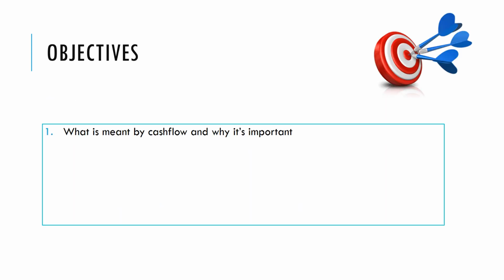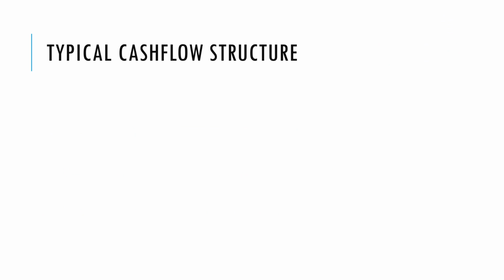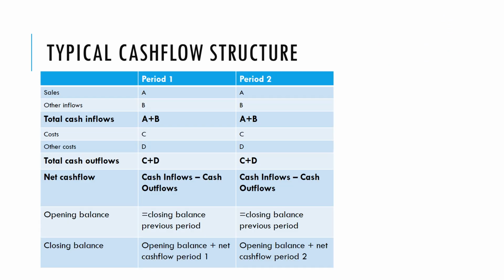So, we've looked at what is meant by cash flow and why it's important. We're now going to look at what is meant by cash flow forecasts, how and why businesses do it. So typically, businesses will record their cash flow in a certain structure. If we have a look at this diagram here, we've got cash inflows first, sales and other inflows, A and B, and if you add all the inflows together, you get the total cash inflows. Then the business would normally list all its outflows, so costs perhaps and anything else that's a cash outflow, add them all together and you get the total cash outflows, C plus D.